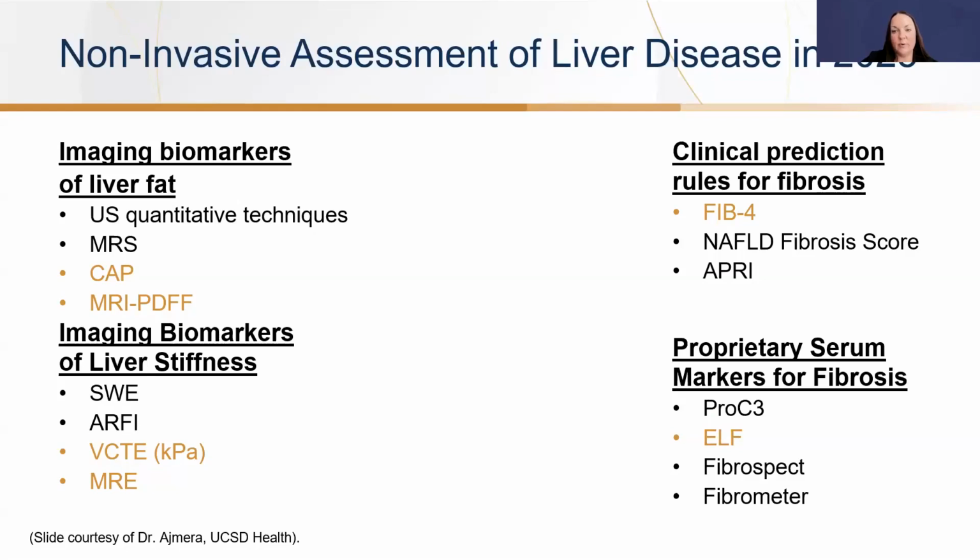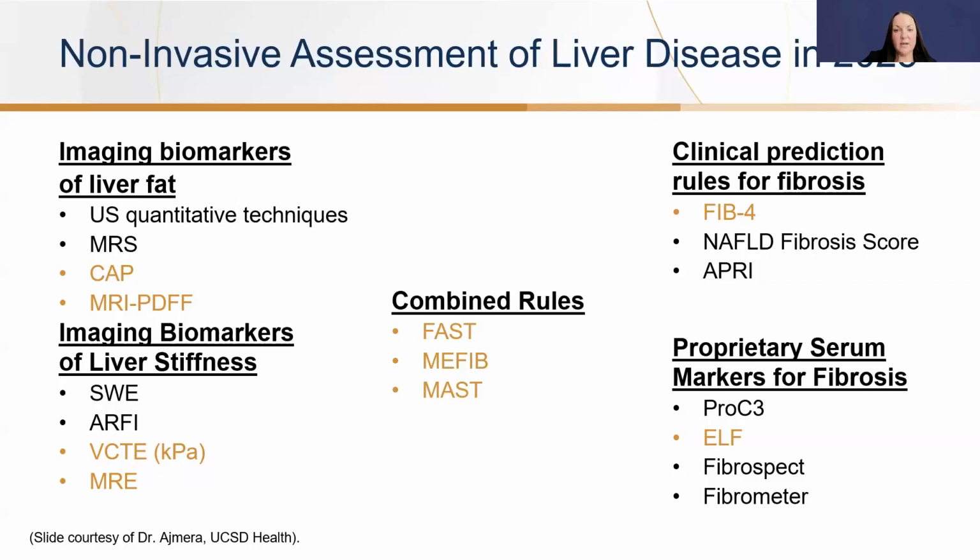We also have some proprietary serum markers for hepatic fibrosis: the ProC3, which is type 3 collagen formation, the ELF, enhanced liver fibrosis. We also have FibroSpect and Fibrometer. Another one is FibroSure. These are all laboratory tests you can order to assess for hepatic fibrosis risk.